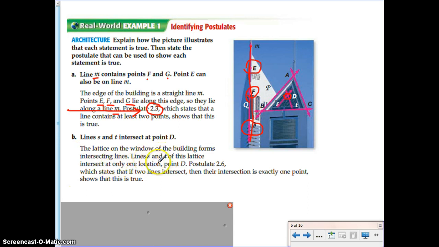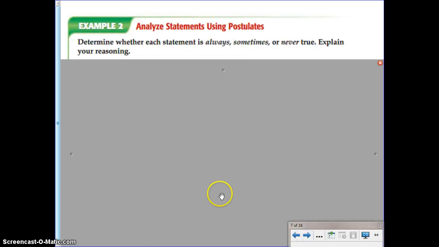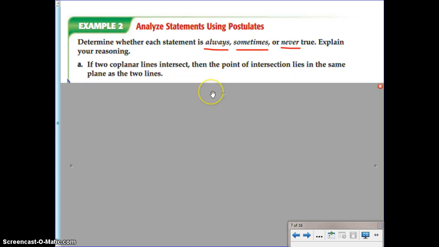Lines S and T of this lattice intersect at only one location, point D. That's postulate 2.6. So if you thought postulate 2.6 was the one, you were right. Example 2, determine whether each statement is always, sometimes, or never true. Explain your reasoning. If two coplanar lines intersect, then the point of intersection lies in the same plane as the two lines. So is this always, sometimes, or never true?